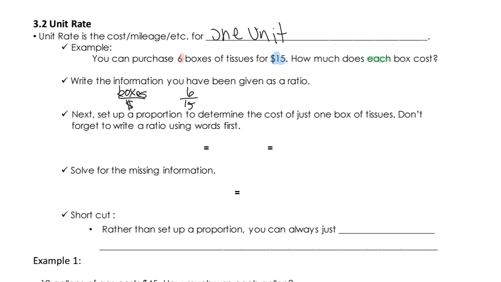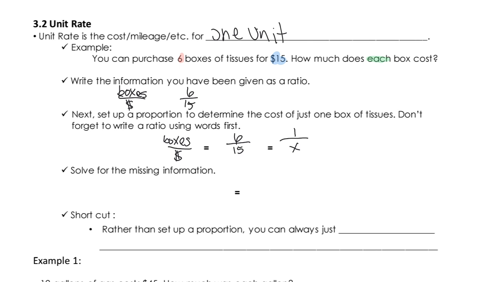Okay. So next we're going to set up a proportion. So again, we're going to write our boxes over our dollars. Okay, because we want how many boxes for how much money. We have 6 boxes over $15 is equal to how much 1 box costs. So we have to find the price of 1 box. So that's why that's X.